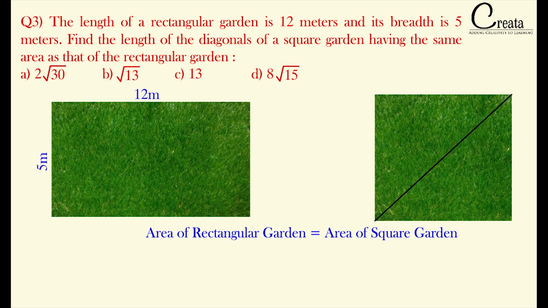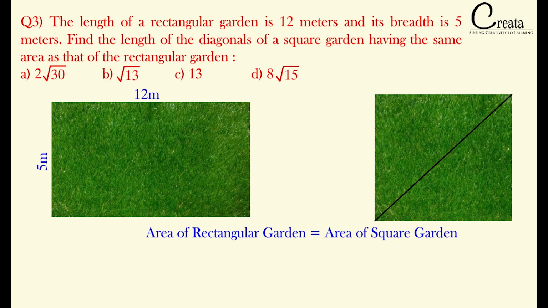So the approach that we will use is, once we are able to find the side of this square, we can easily find the diagonal of this square by using the Pythagoras. So our approach for this question will be to find the side of this square. The hint to find the side of the square is given in the question, that is, the area of both of these gardens is equal to each other. That is, the area of this rectangle is equal to the area of this square.